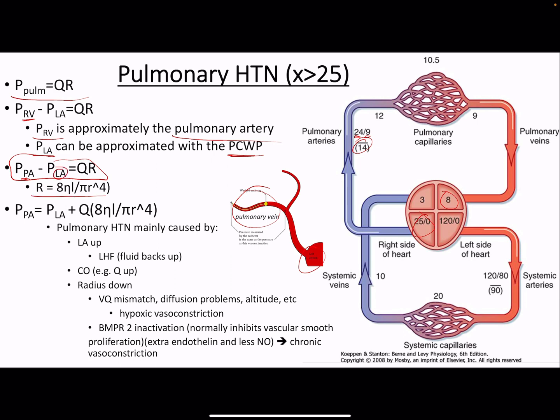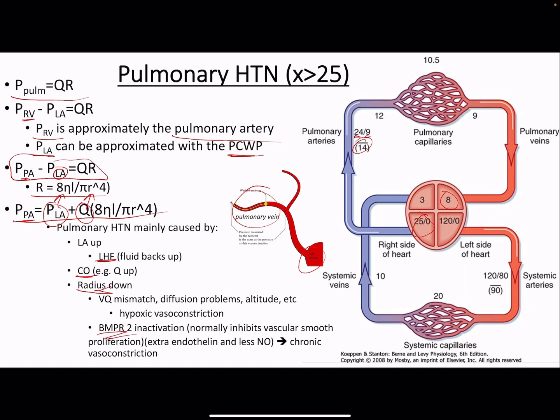Plugging in Poiseuille's law and rearranging it, we get this nice equation. So this can show us that if you increase the left atrial pressure, you will cause pulmonary arterial hypertension. Well, that's probably the main way, right? The left atrial pressure builds up in left heart failure. Q goes up if I have increased cardiac output, and the radius will go down, which would increase the pulmonary arterial pressure. If I have any sort of hypoxemia, we talked about this, VQ mismatch, diffusion problems, shunts, things like that.